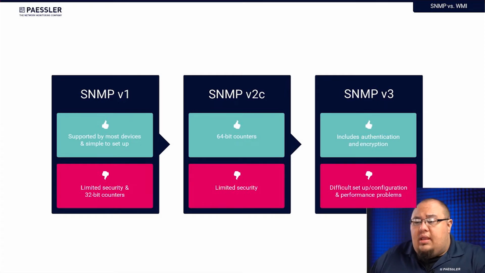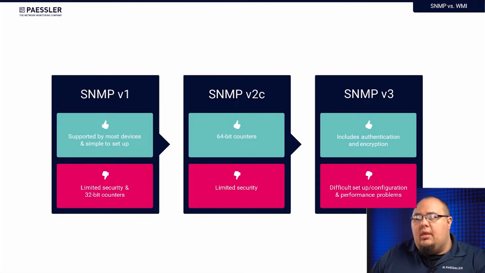The last one, SNMP v3. SNMP v3 is the answer to security when it comes to SNMP. So with SNMP v3, you have everything you have with SNMP v2c. You have the 64-bit counters, you have all the advanced features, but we add encryption and authentication. The encryption part, you choose how you want the data to be encrypted, and with authentication, you set up users and passwords.